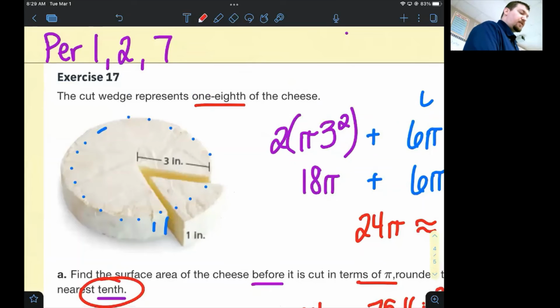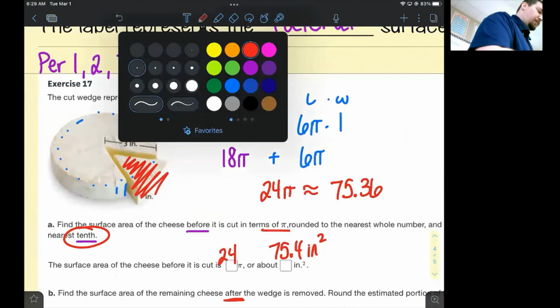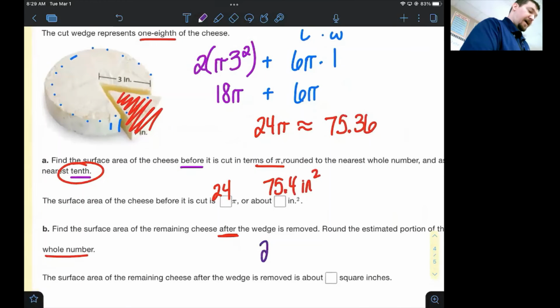So if 1/8 of the cheese wheel has now been removed, 7/8 remain. 7/8 of the top circle, 7/8 of the bottom circle, 7/8 of the rectangle are still there. So really 7/8 of the whole shape. So what I'm going to do now is, if the surface area of the whole shape is 24 pi, I need to find what 7/8 of that is. 1/8 is going to give me the chunk that I don't want. 7/8 gives me the chunk that's still there.